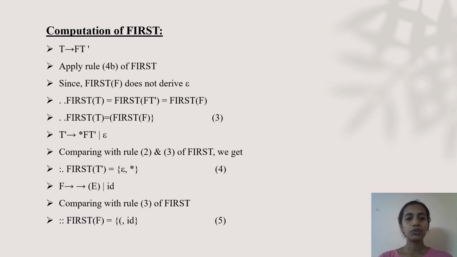Then we are coming to F tends to E within brackets plus id. For this we are comparing with rule 5 of first. Therefore first of F will be equals to open bracket and id. This is equation 5.